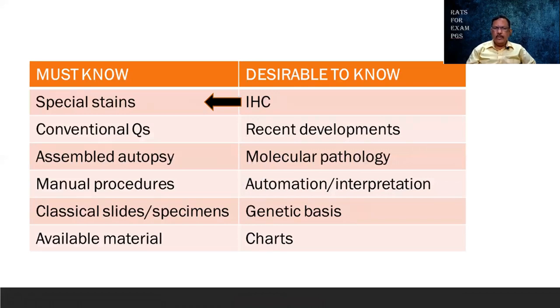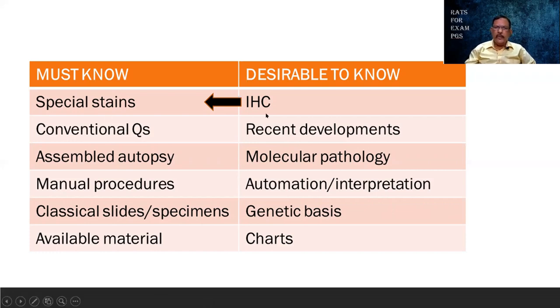Certain things we must know. For example, the special stains, the conventional questions, assembled autopsy, all the manual procedures, section cutting, staining, etc. The classical slides and specimens should be there. Available material: heart, for example. How do you open the heart? What are the various methods? How do you measure the valve? Or what are all the changes in a case of rheumatic heart disease? Where do you look for the Aschoff nodule, etc.? What is pericarditis? Types of pericarditis.